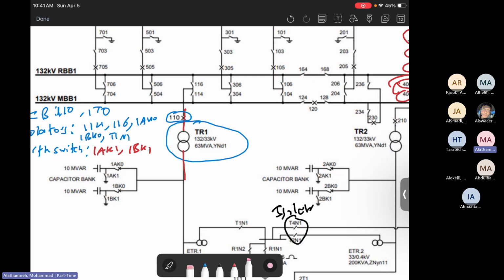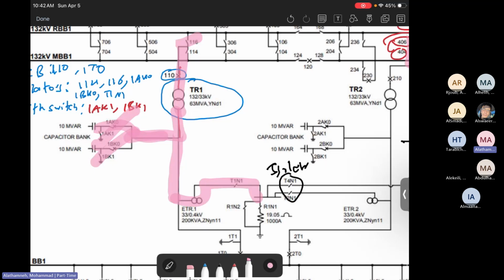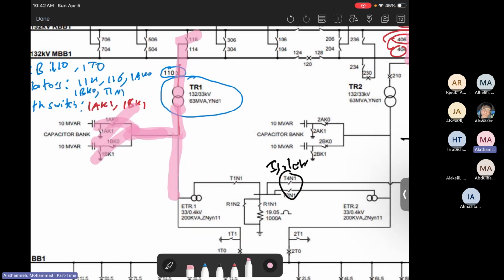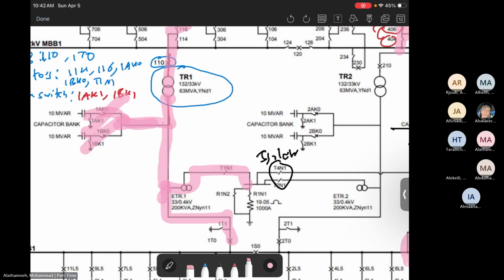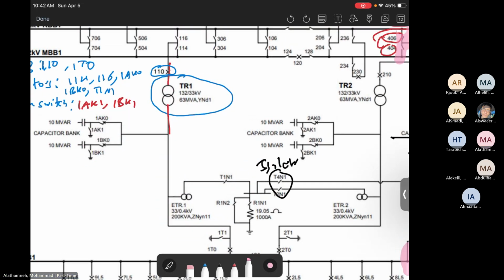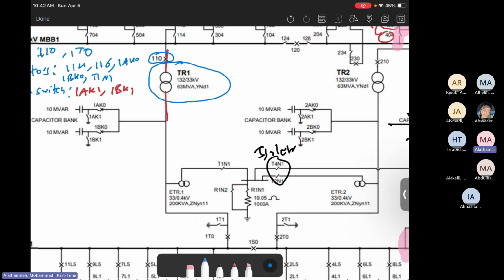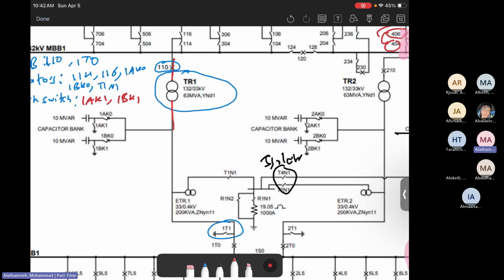What else? Let's keep going. No earth switches up here, we already did those. Then go here, nothing, no earth switch. Go here. Is there any other earth switch? Yeah, there is 1T1. This is the earth switch, 1T1. So we need to make sure to write it.